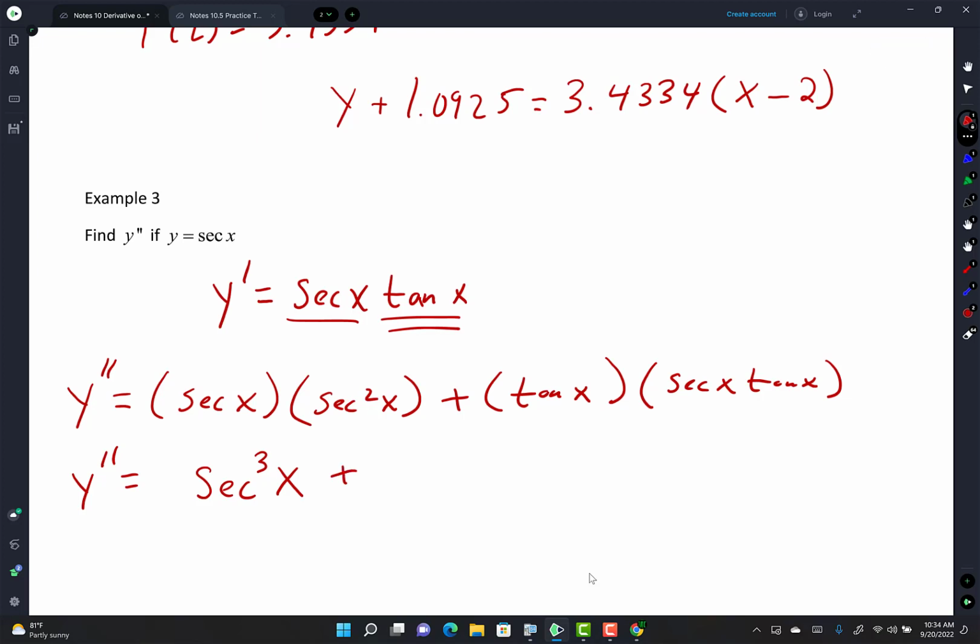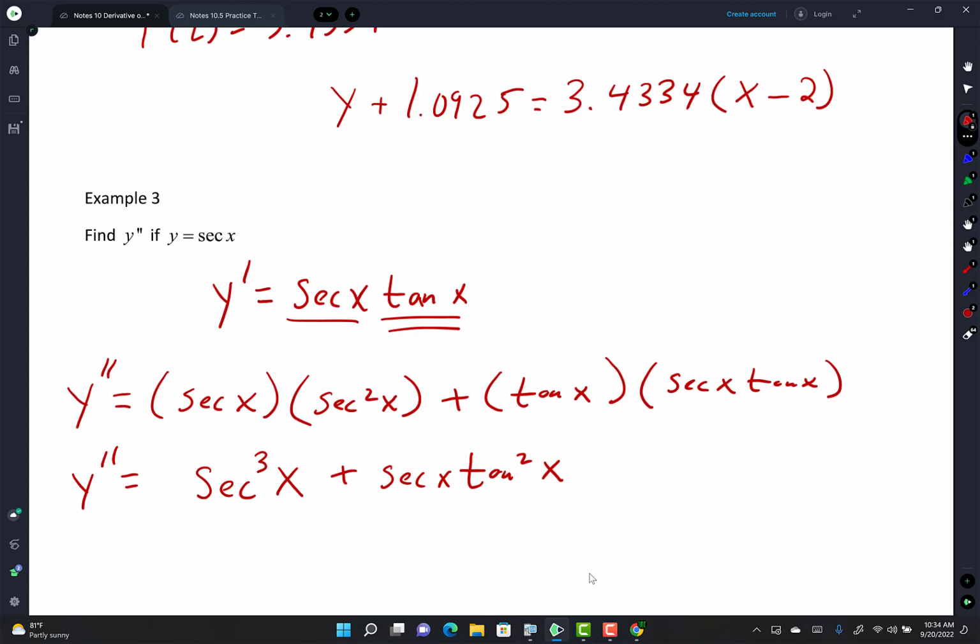So that means that tan is going to turn to a what? Tan squared. So I'm going to write the secant x first, and then tan squared x. If you want to factor out a secant, you could. I'm going to leave it like that.